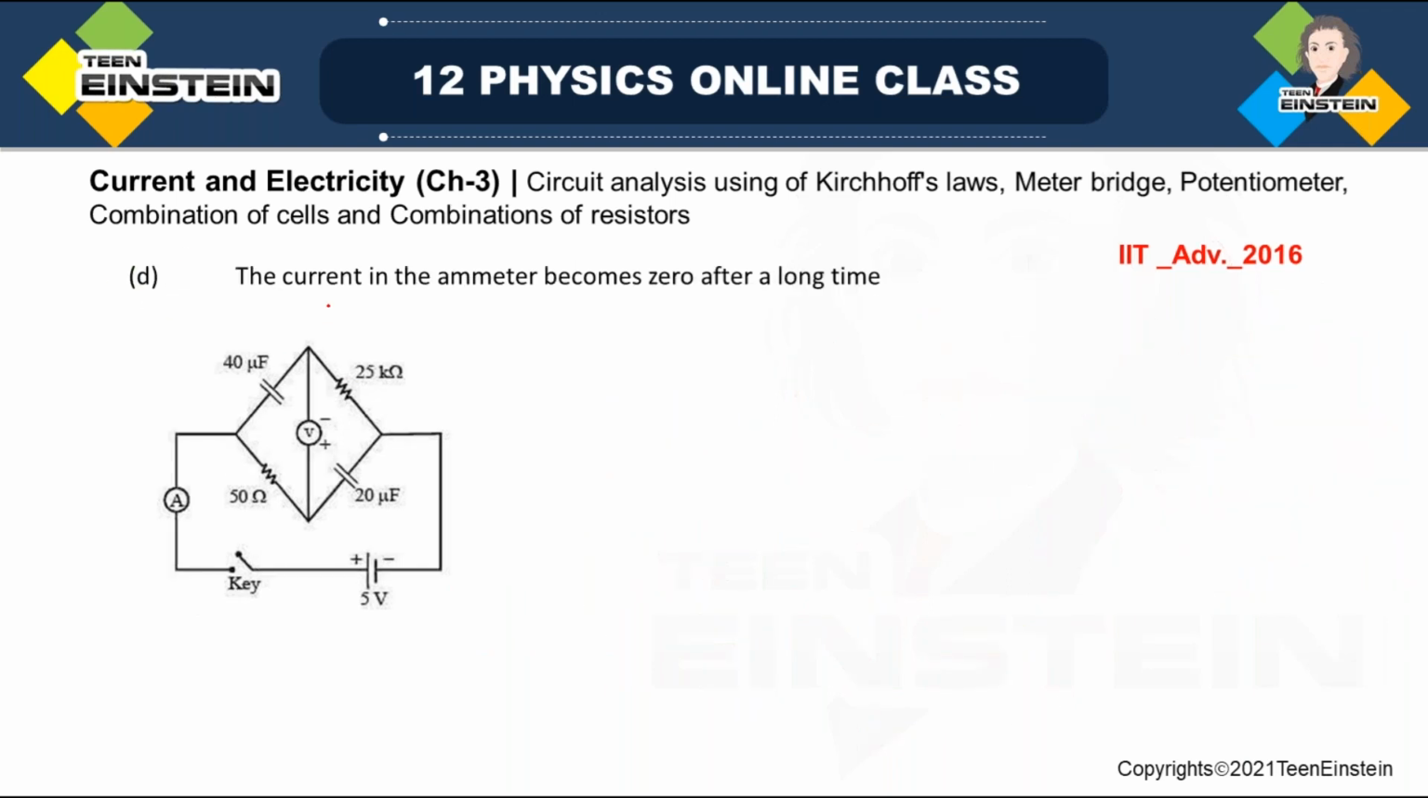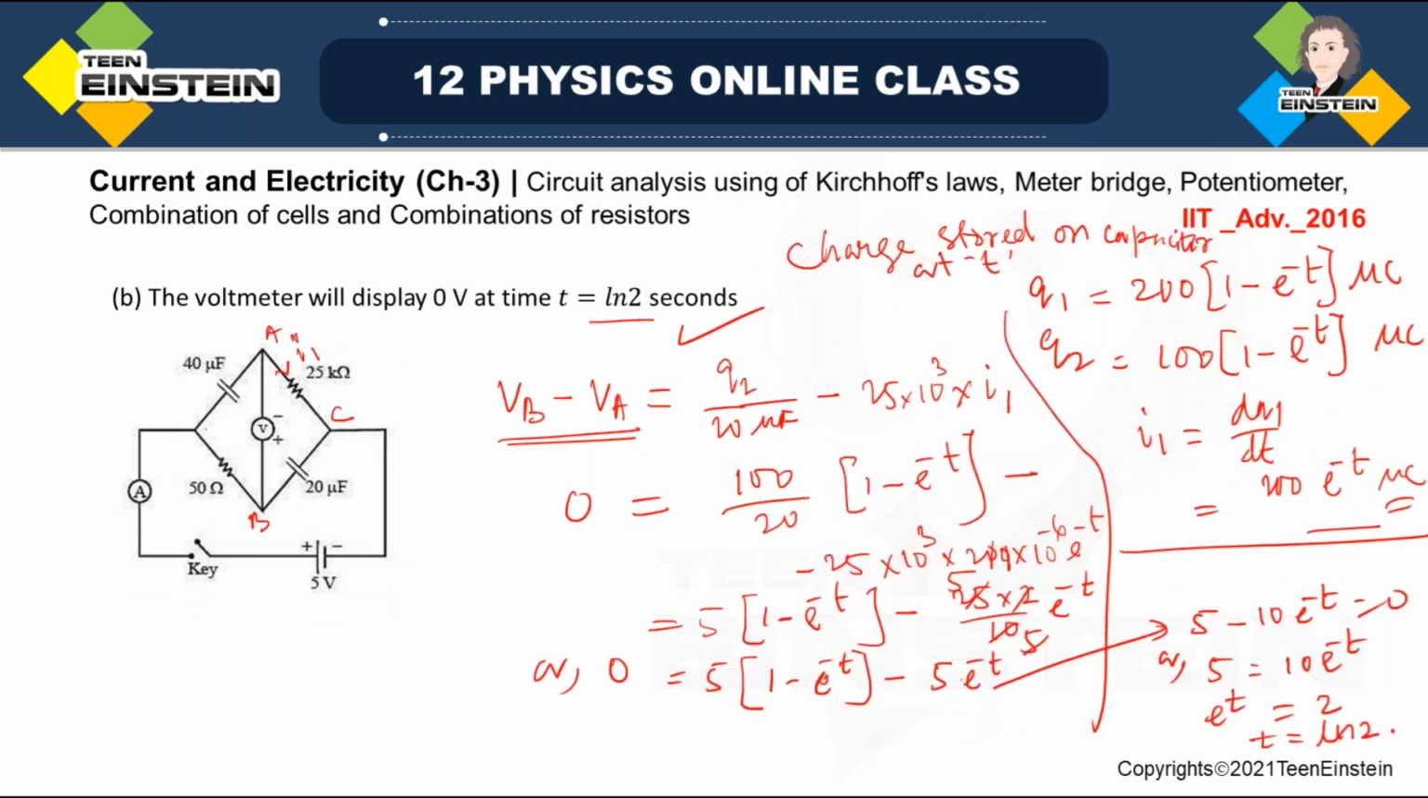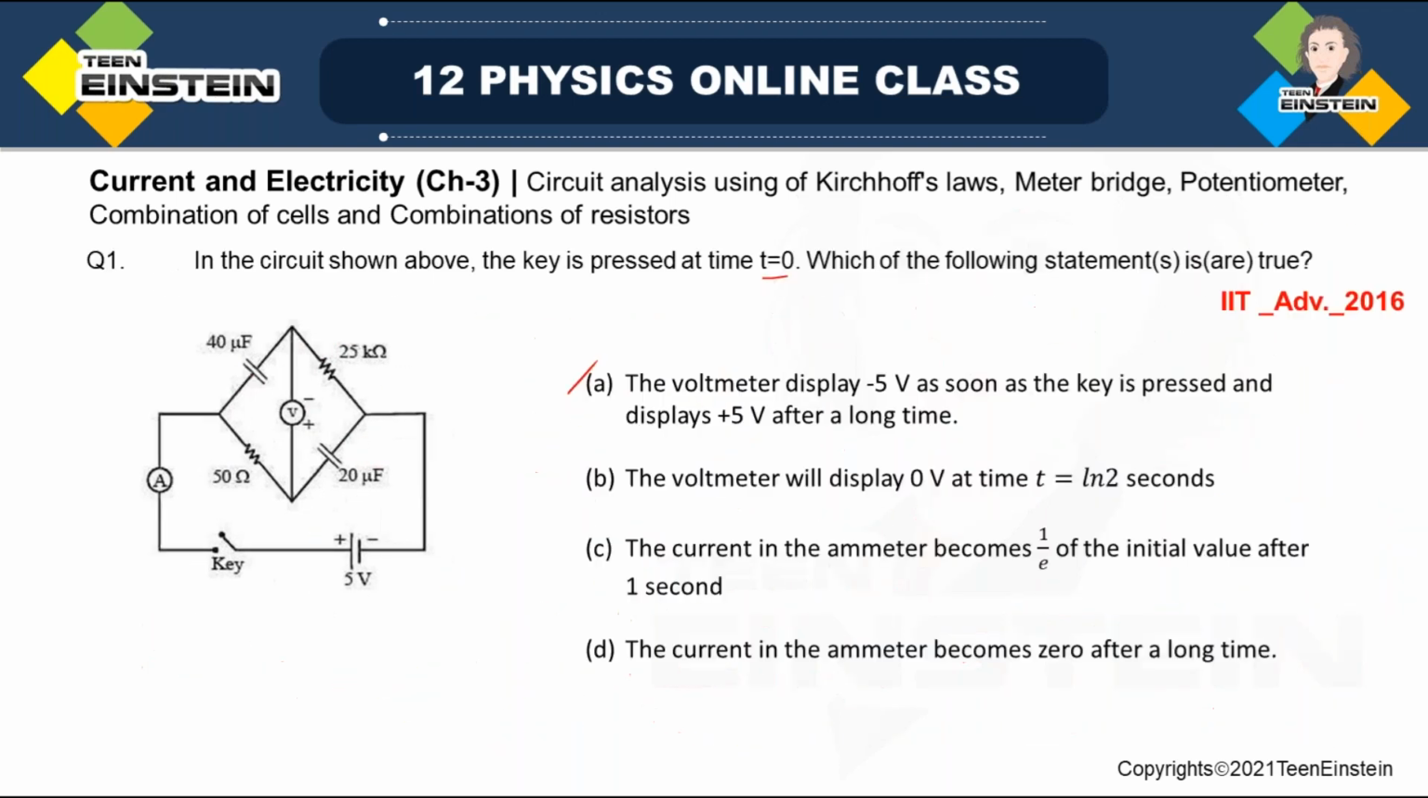Last option, the current in the ammeter becomes 0 after a long time. This is true because the voltage developed across these capacitors will be the same as the voltage of the battery. After a long time, current will be 0, as we know, in the capacitor. So this option is also correct. This is a very, very interesting question. This circuit looks very simple, but the dangerous thing is that all the options are correct.